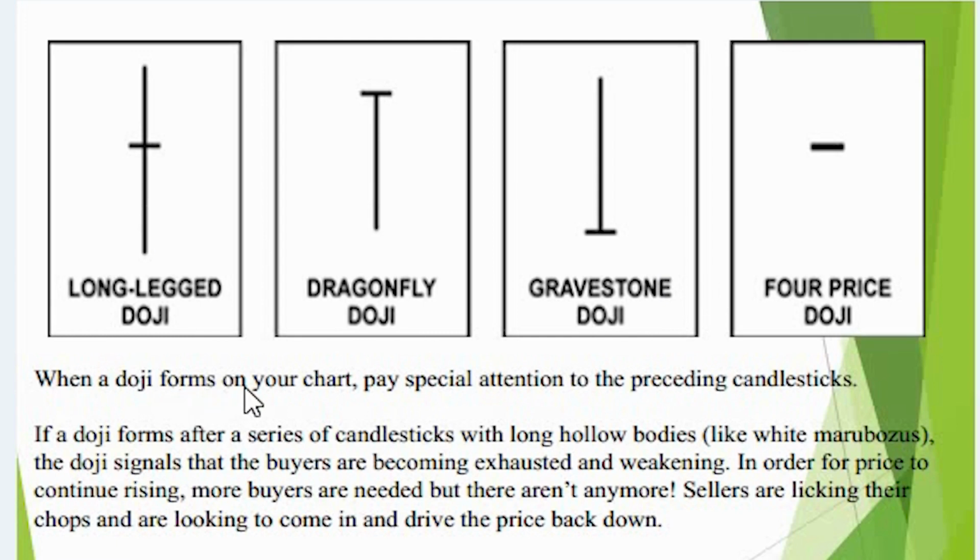When a doji forms on your chart, pay special attention to the preceding candlesticks. So when you see a doji, don't just initiate a buy or sell. No, wait for the next candle to close. That will tell you what is going to happen. If a doji forms after a series of candlesticks with long hollow bodies like white marubozu, the doji signals that the buyers are becoming exhausted and weakening.